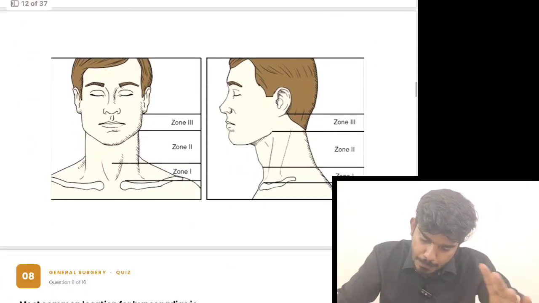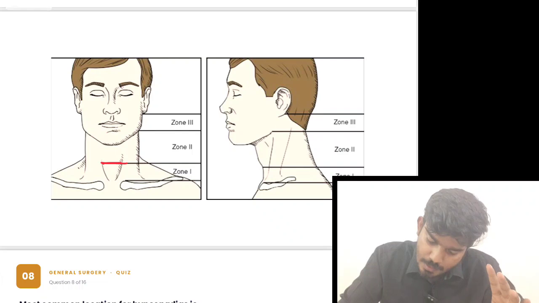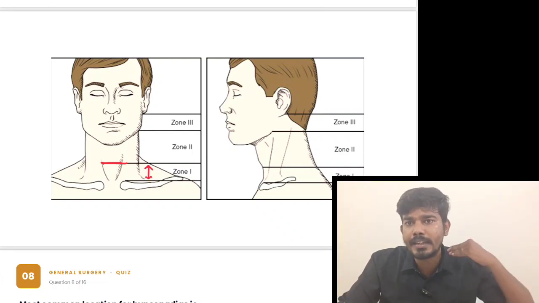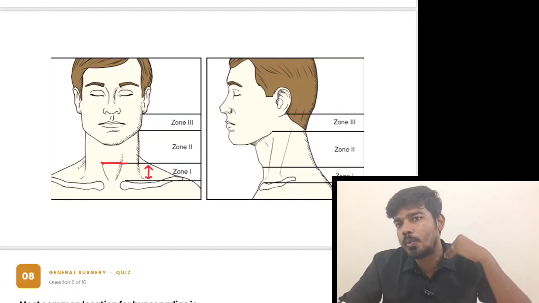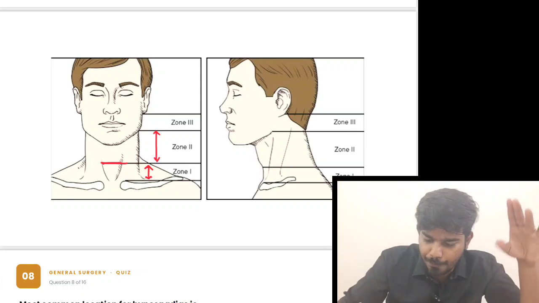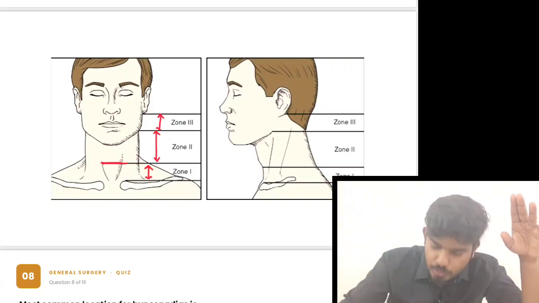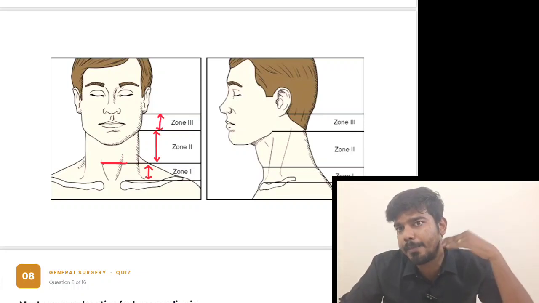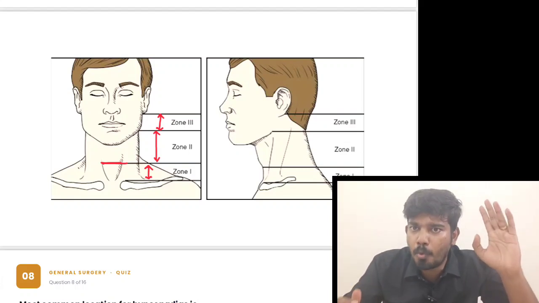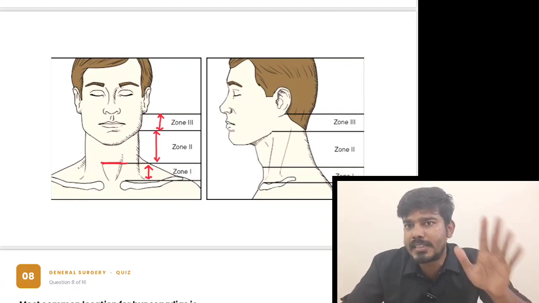If you look at the image, this is the cricoid cartilage. Below the cricoid cartilage it is zone 1. From the thoracic inlet to the cricoid cartilage is zone 1. From the cricoid cartilage to the angle of mandible it is zone 2. That is the most common that is involved. Whereas zone 3 is above the angle of mandible up to the base of the skull. Suppose now zone 2 is managed conservatively.